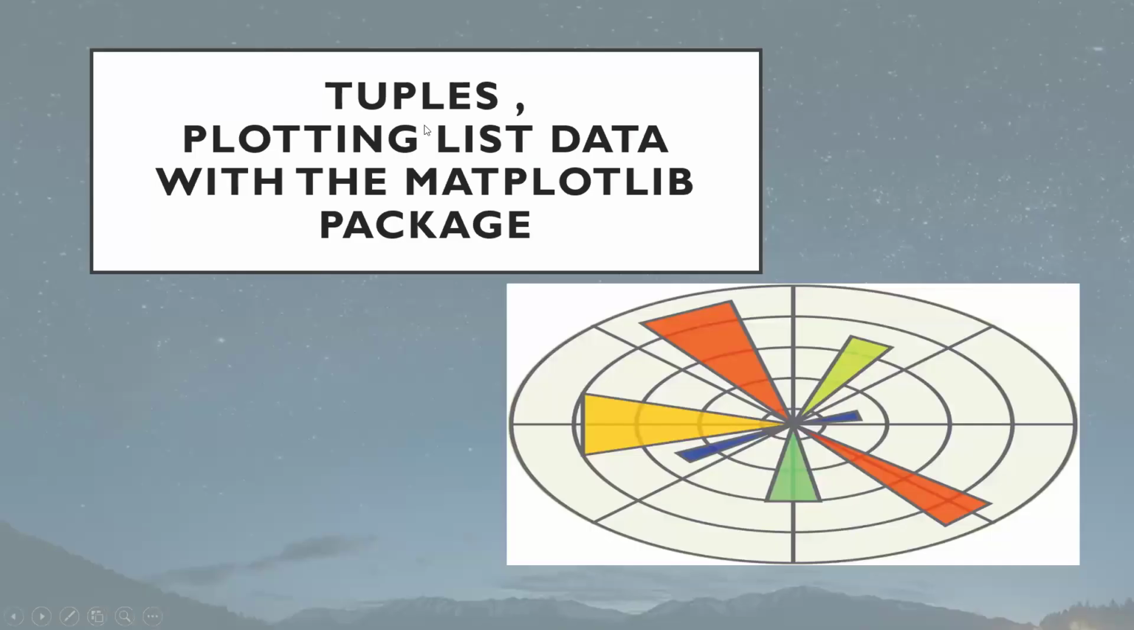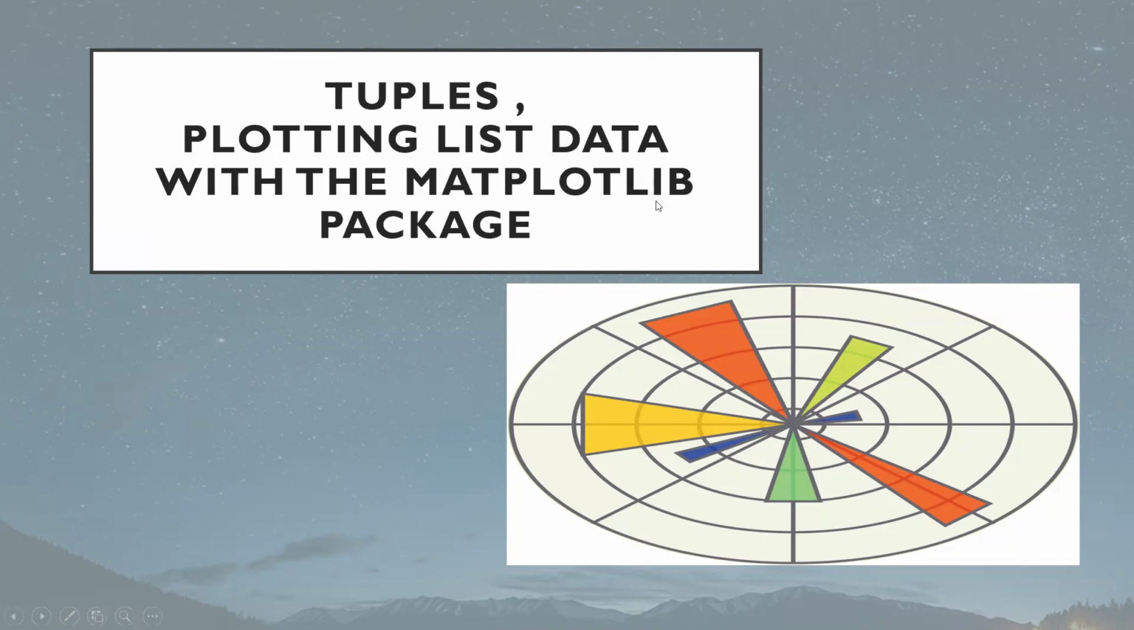Tuples and plotting list data with the Matplotlib package. Here, a tuple is an ordered collection of items which is immutable, and the same we see in the list also. A list is also a collection of items, but it is mutable. The only difference between the list and tuples is that tuples are immutable and lists are mutable. So that is why we are moving to tuples. And here, plotting this data with the Matplotlib package.